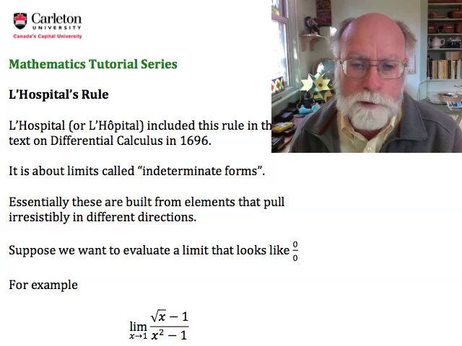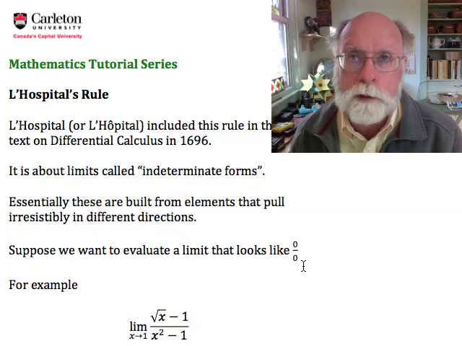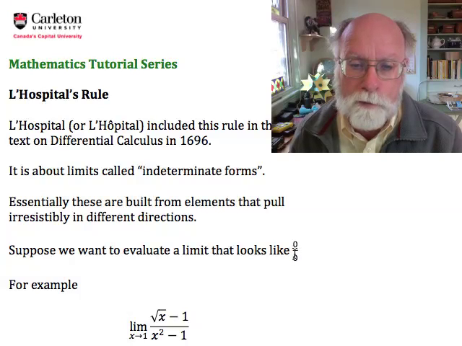And so, for example, we'll have a 0 over 0 indeterminate form. The numerator would like the limit to go to 0. The denominator would like the limit to go to infinity. And we have to have a method that tells us who's going to win that particular battle.